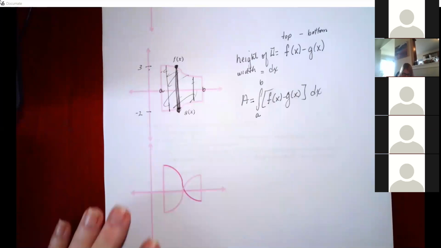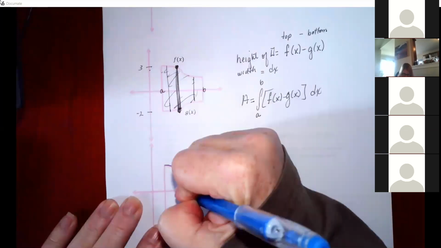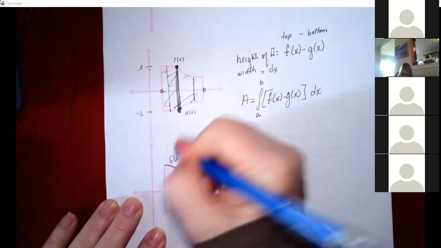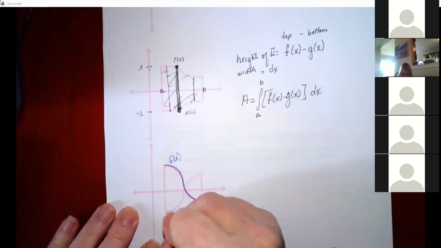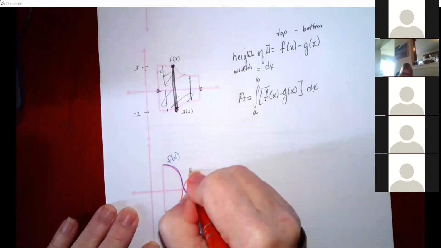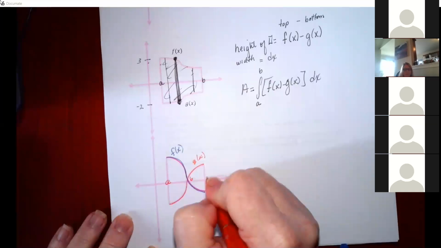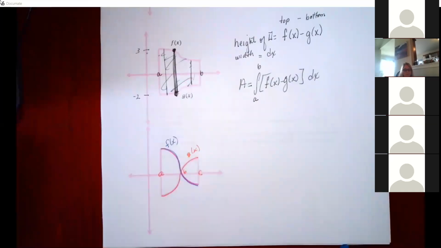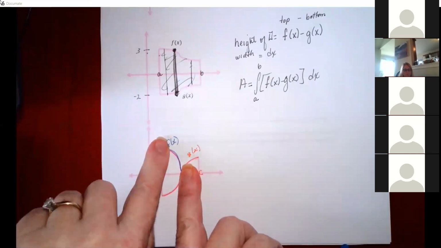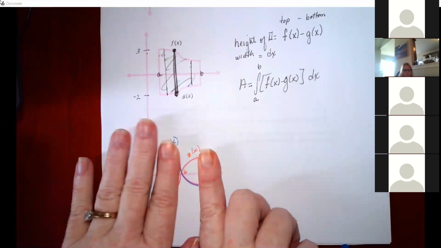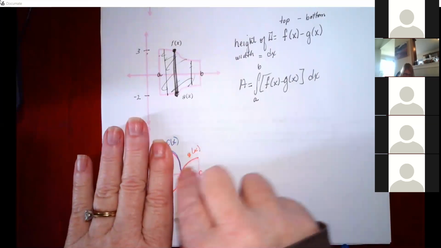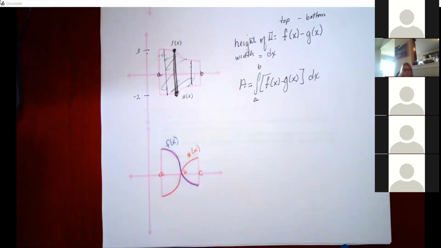So let's say this graph is f of x, and this graph is g of x. What's going to be different on this one? The g of x will become the top. Exactly. They switch roles, right? If we're looking between A and B, the top graph is f of x and the bottom graph is g of x. But if we look between B and C, the top graph is g of x and the bottom graph is f of x. So sometimes we have to break it up a bit and do a couple different integrals.